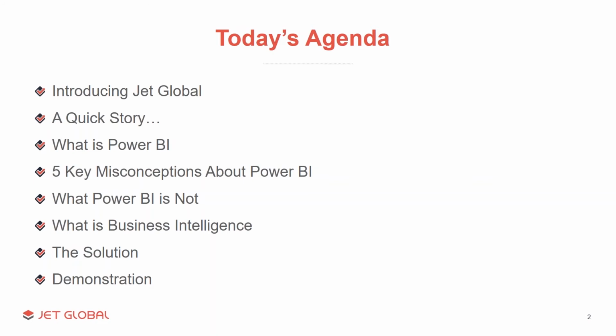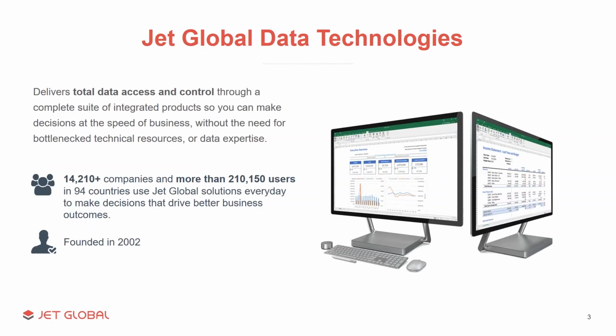So I'm going to get right into who we are. I'm a channel manager for Jet Global. We're out here on the West Coast in Portland, Oregon, so it's a little bit earlier for me than it is for you. You're getting ready to go to lunch, and hopefully I can give you a little bit of that time back. We are headquartered here in Portland, Oregon, although we are all over the world. We have customers in 94 different countries.